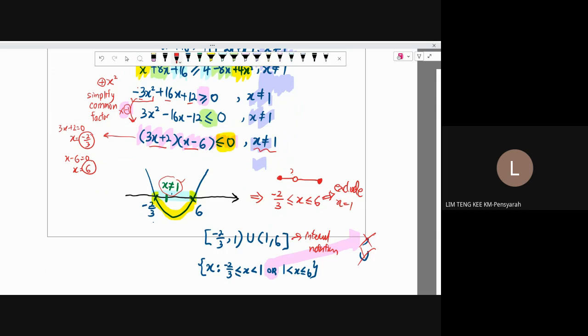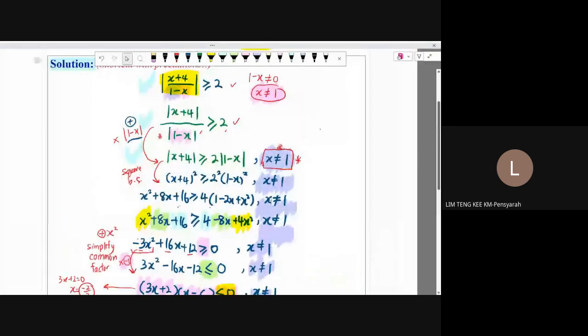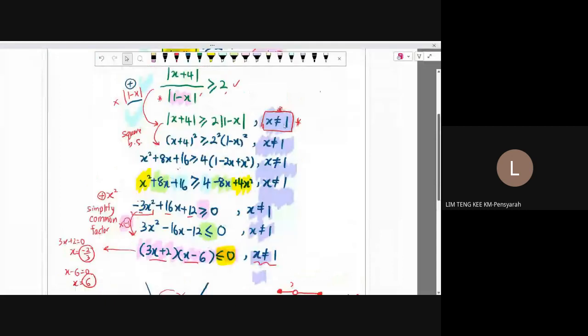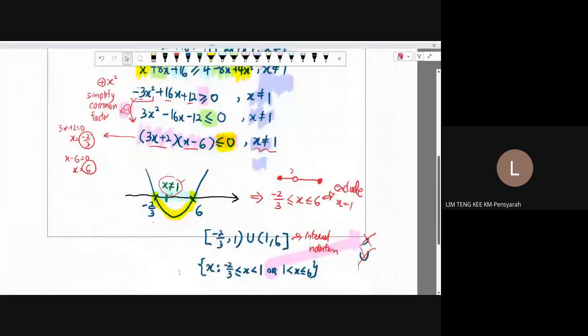So therefore, this is the solution for the example. If you try to use the shortcut method, it is important to take note of the precaution step that I highlighted here. Please always write it down to remind yourself. If you don't write it down, most of the time you will happen to forget it in your final answer. So that's it for the video here.